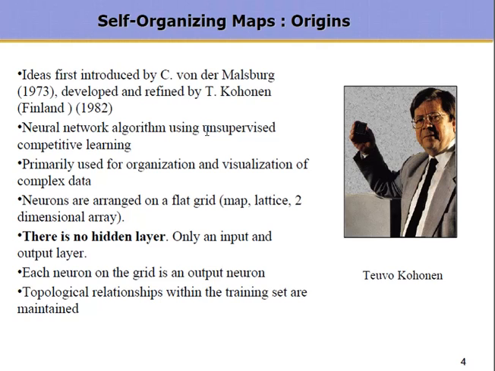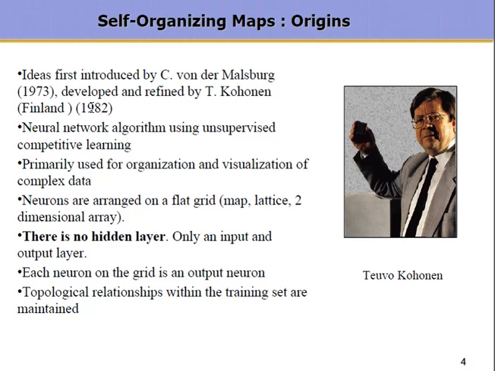As I told you earlier, self-organizing maps were basically developed by Kohonen, and that's why it is also known as the Kohonen neural network, and it was developed back in 1982. It is a neural network algorithm using unsupervised competitive learning. As we know that we are in the unsupervised learning domain, for SOM we also don't have a labeled data set, and the learning is performed based on the computation of its surrounding neurons, primarily used for organization and visualization of complex data.